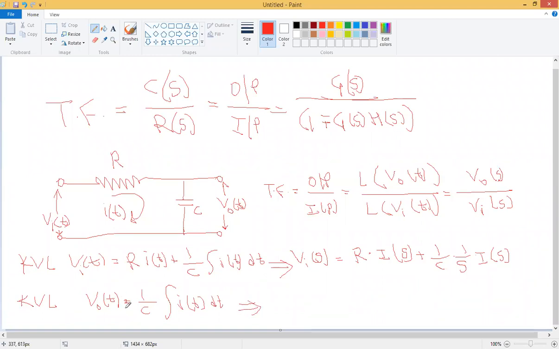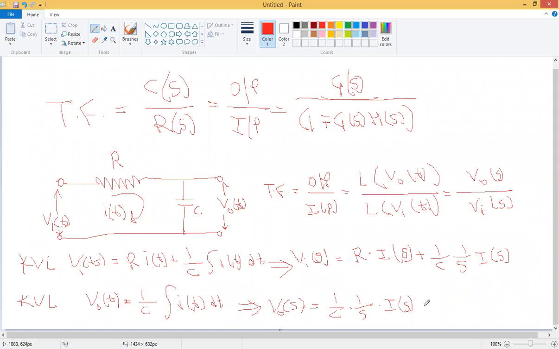Now we'll turn the output equation into the Laplace. So V of s is equal to 1 upon C as it is, integration becomes 1 upon S, and I of t becomes I of s. So these two are the equations of Laplace of input and output.